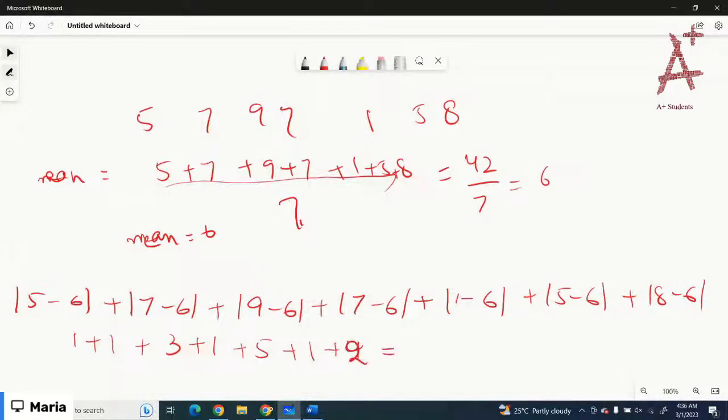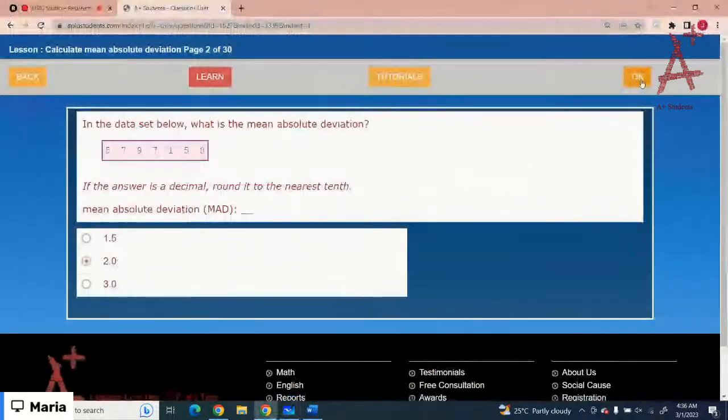Just add them: 1, 2, 5, 6, 11, 12, 14. The sum is 14, and divide it by 7. So it would be 2. That means the mean absolute deviation of the data is 2. Got it? So the correct option is 2.0.